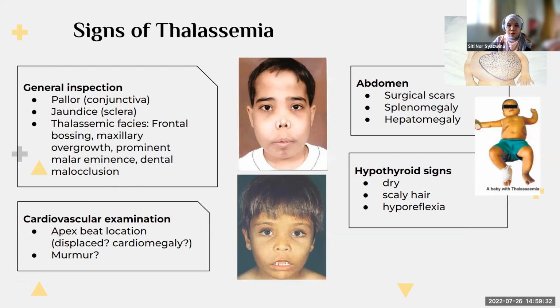Next is the abdomen examination. Look at the surgical scars from the splenectomy. Splenomegaly due to excess alpha chains that precipitate in the RBC. So the spleen will trap this RBC and cause extravascular hemolysis. Spleen may enlarge. The next is hepatomegaly, also due to extramedullary hematopoiesis. The next is to look at other complications of thalassemia, for example, hypothyroid signs, dry scaly hair, and hyporeflexia.